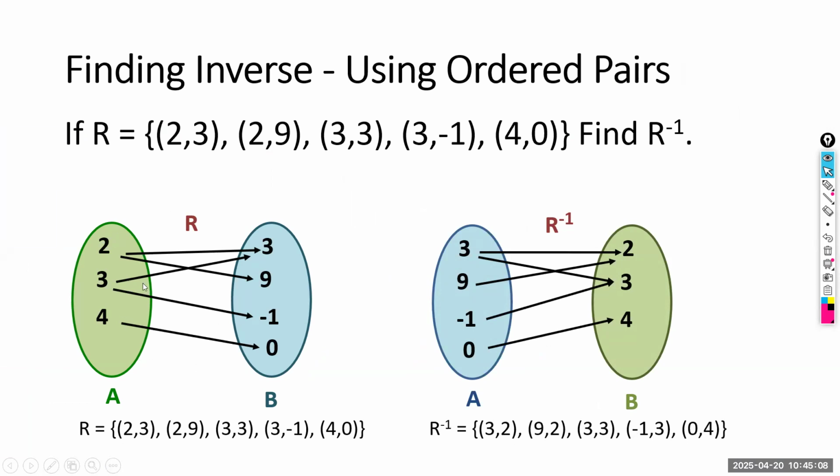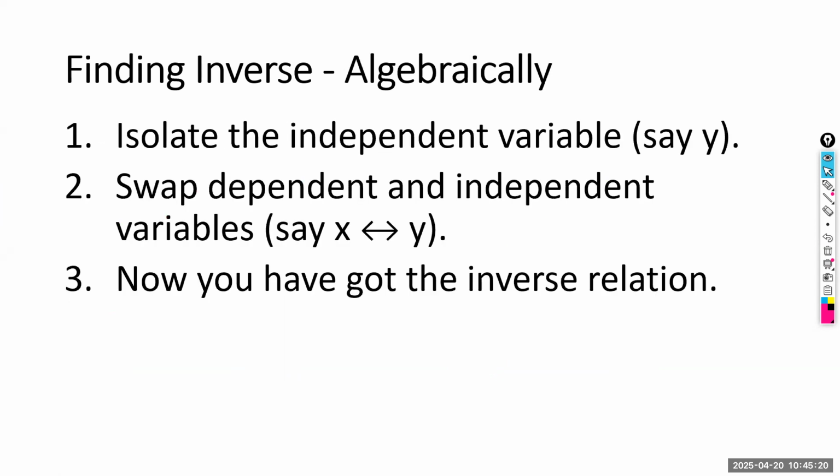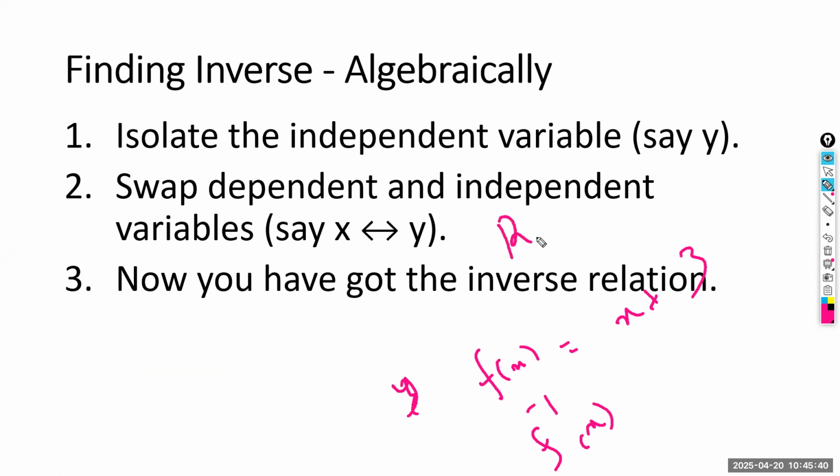If you are given the mapping, you can write the mapping of the inverse. If you are given the ordered pairs, you can write the ordered pairs of the inverse. Even a kid can do it. So then how do you find it algebraically? Maybe you are not given the ordered pairs. Rather, you are given an algebraic relation, something like, say, f(x) equals x plus 3. So what is f inverse of x? Or if this is r, x plus 3, what is r inverse? For simple relations, it's very easy.